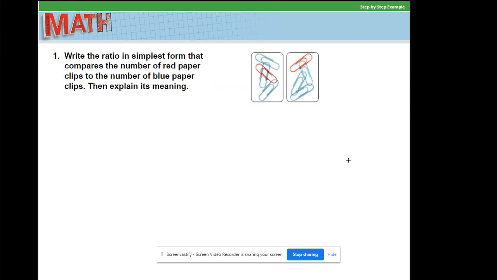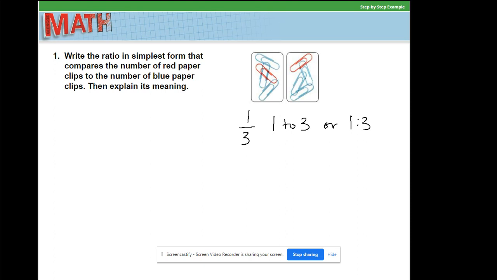All right, so it says write a ratio in the simplest form that compares the number of red paper clips to the number of blue paper clips, and then explain its meaning. So if we look at our ratios, okay, we have one red paper clip to every three blue paper clips, okay? So you could write 1 to 3, or 1:3, okay?